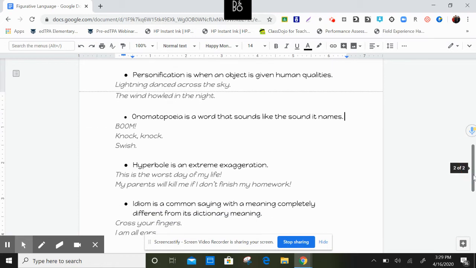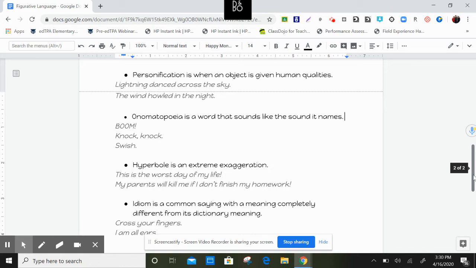Personification. Personification is when an object is given human qualities. I like to think about it as an object is getting person characteristics. So personification, person qualities are given to an object. That's the way that I always remembered when I was young. So personification is giving person characteristics, person-like qualities to things that are not people.